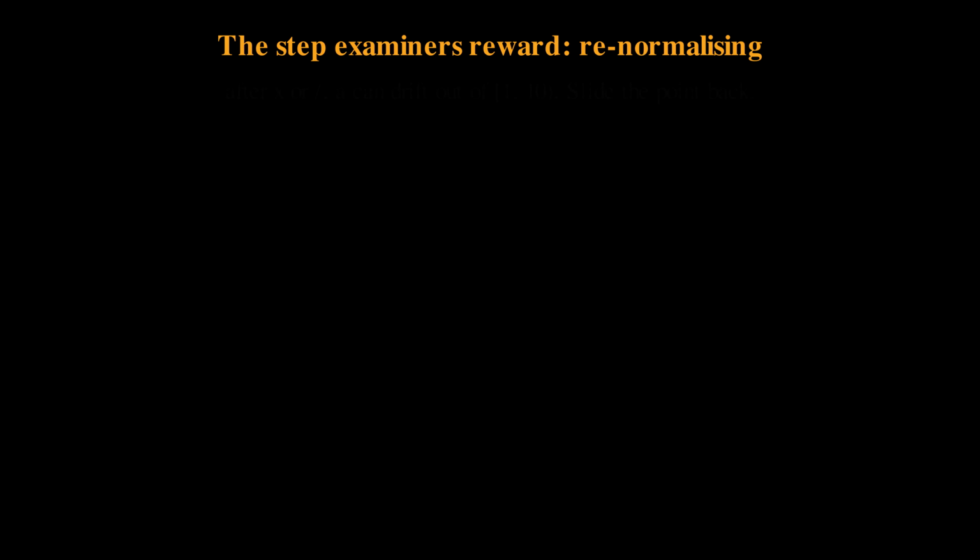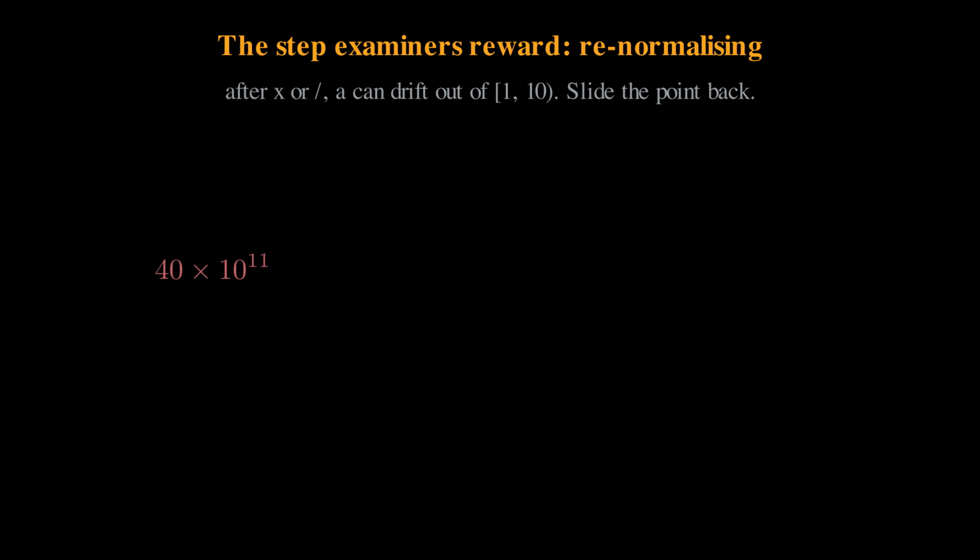When you multiply or divide, the new a often lands outside 1 to 10, and then it isn't standard form yet. You re-normalize. Slide the decimal point back into range and adjust k to compensate. Say a multiply gives 40 times 10 to the 11. 40 is 4 times 10 to the 1. So pull that extra 10 into the power. 4 times 10 to the 12.